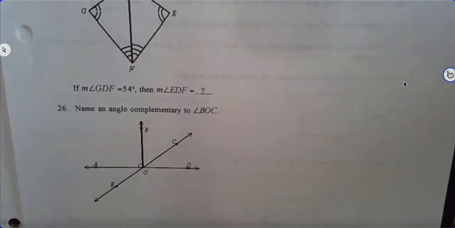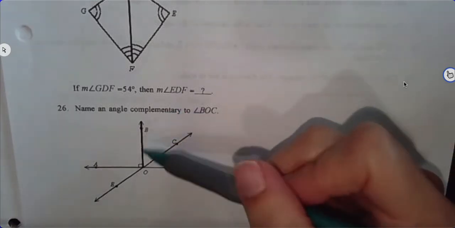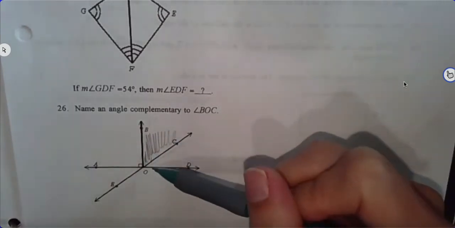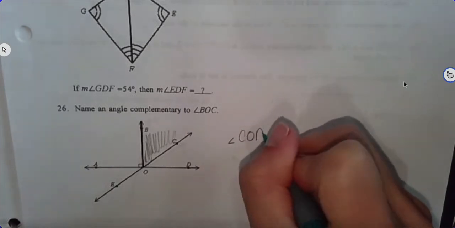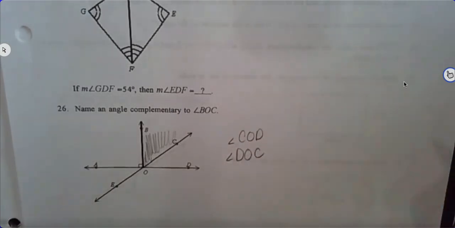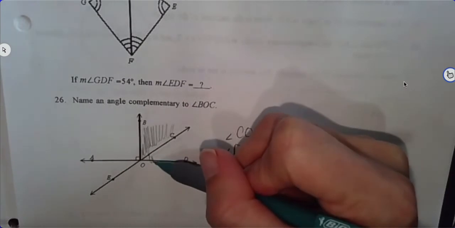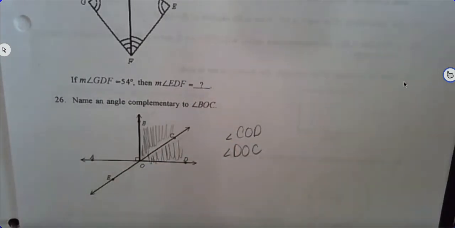Number 26. Now, I've changed this one. Earlier, I had a question about supplementary, which is 180 degrees. Now I have complementary. It's 90. So I'm going to shade in BOC, this one right here. Then it's got to be angle. Either way, you can put either one of these. And put the little angle in front of it. See how they have an angle? You put the little angle too. It would be this one. Do I have to put both of them? No. Some of y'all said DOC and some of y'all said COD. Either one of those is fine.